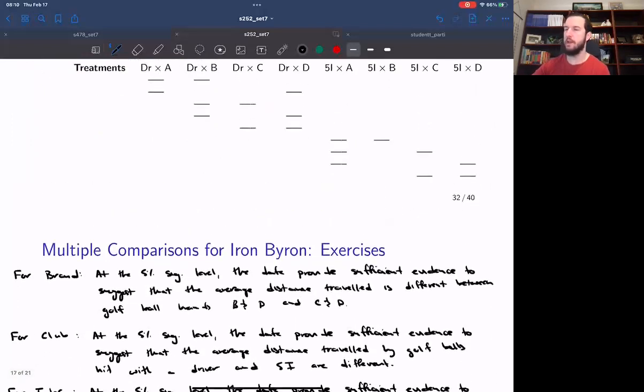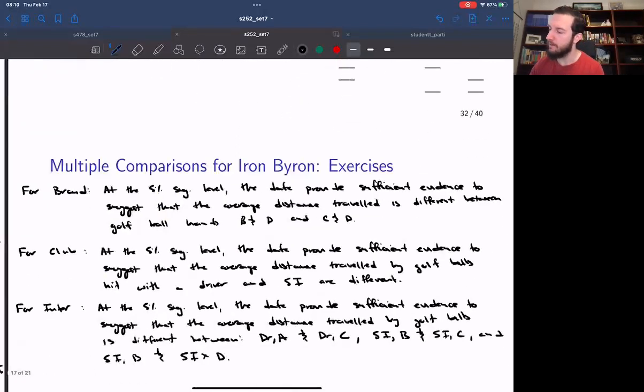But again, you could also summarize and say in between all driver and 5-iron interactions, but that's again summarized by the club effect. So in this particular case, I'm focusing just on the inside of the driver and for the 5-iron separately, because we know that driver and 5-iron create a significant difference on their own.